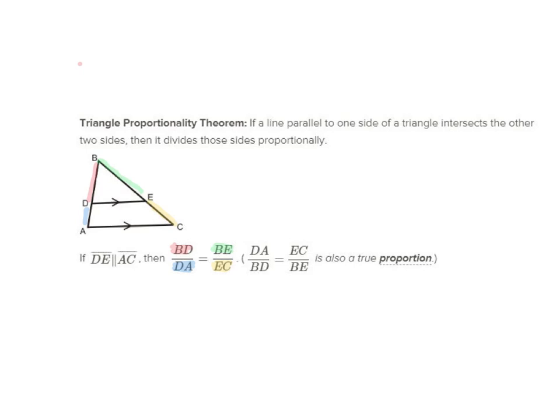In this theorem, we looked at if a parallel line to one side of a triangle intersects the other two sides, then it divides those sides proportionally. So if we look at what we have here, we have our two parallel lines. And so what that creates is that BD here is proportional to DA, which is equal to BE here, which is proportional to EC here.